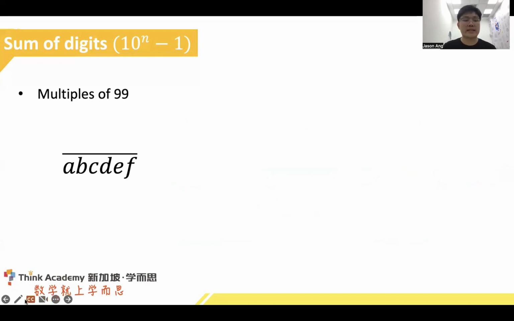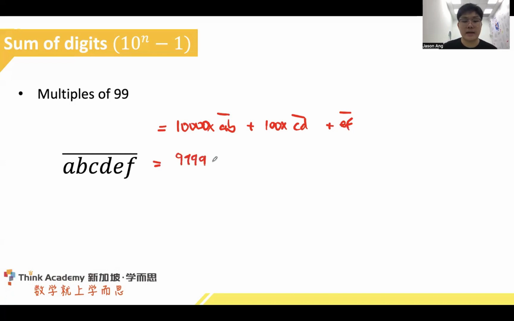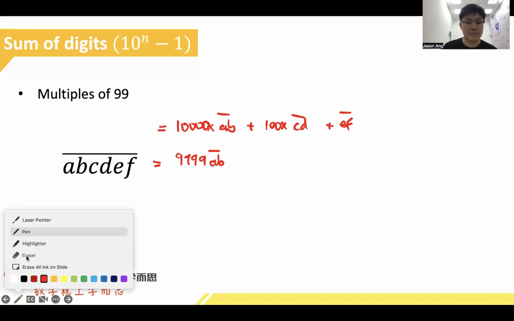So if we go to another example for 99, and I'll just decompose it for you rather quickly. What we can do here is just simply 10,000 multiplied by AB. Then after that, 100 multiplied by CD plus EF. From here, we would get 9999 times AB.